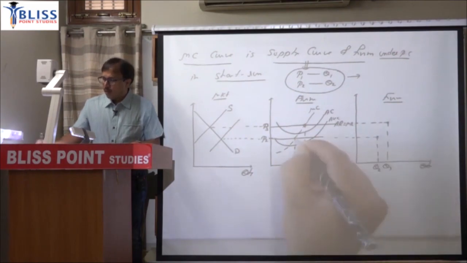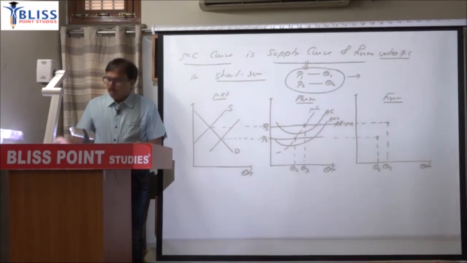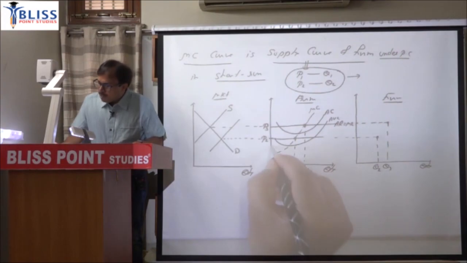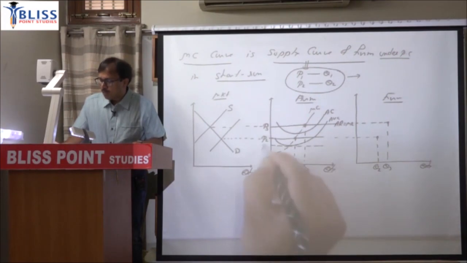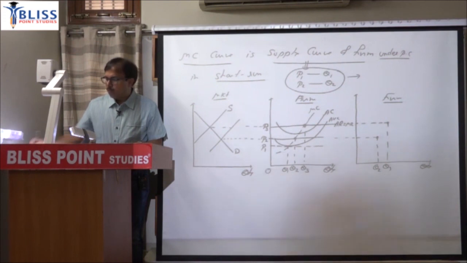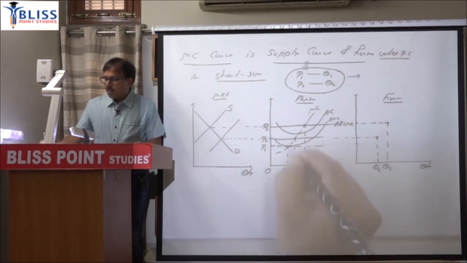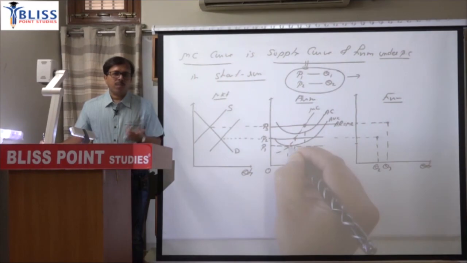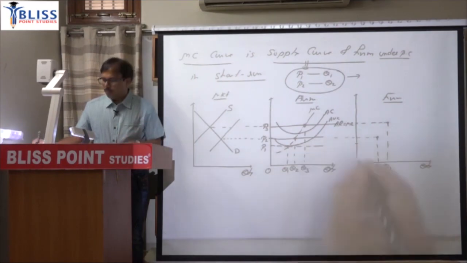Again you will find this point on the MC line. If price falls continuously and now it is at the lowest point of average variable cost, say P1, now MC equals MR, quantity Q1, and at that quantity there is no operating profit. So the firm is now indifferent between producing and not producing. The firm may supply, the firm may not supply.